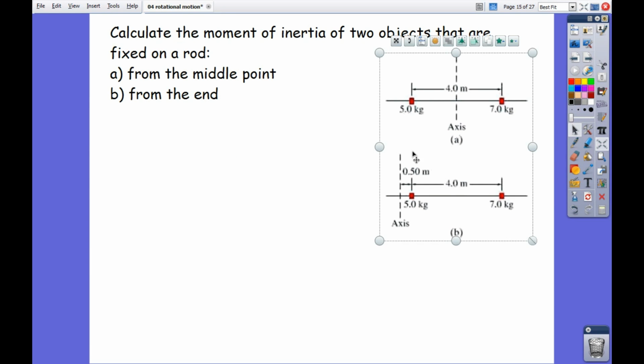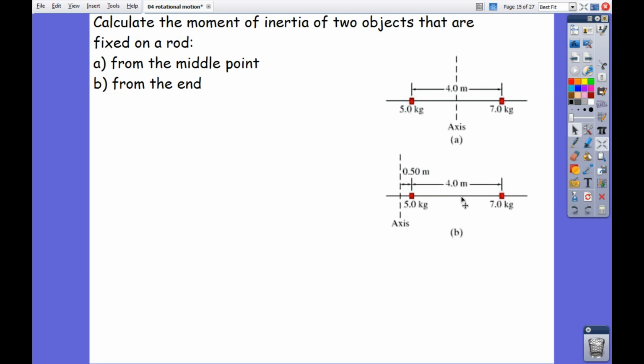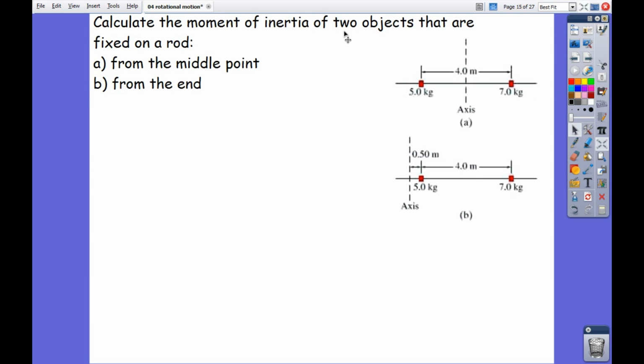Example: calculate the moment of inertia of two objects that are fixed on a rod, from the middle point A. So there are two objects, mass 1 and mass 2, at distances r1 and r2 from the center of rotation. So it is rotated about this point.